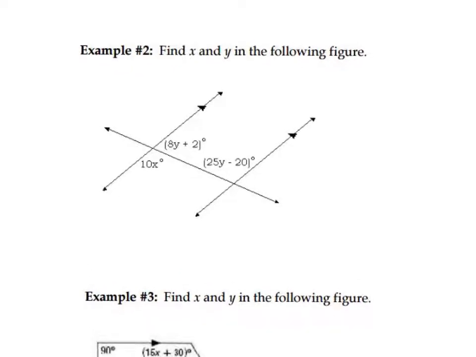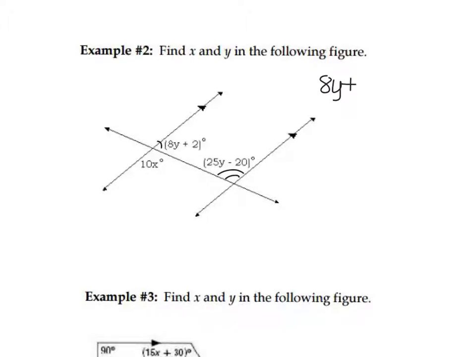So we want to find the values of x and y in our figure. We are given two parallel lines cut by a transversal. So we have to determine which variable to solve for first. And based on where our angles are located, y is going to be the variable we want to solve for first, because the angles that were given that involve y are going to be consecutive interior angles. They're on the same side of the transversal and they're interior. So I know that when I add those two angles together, we're going to get 180.